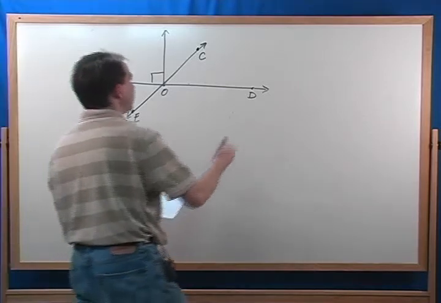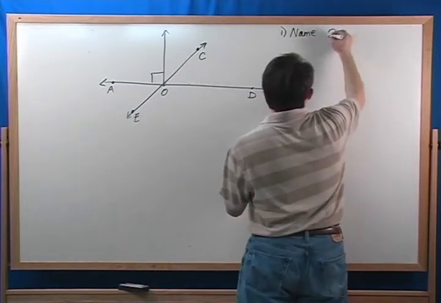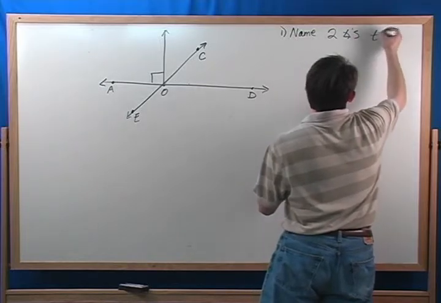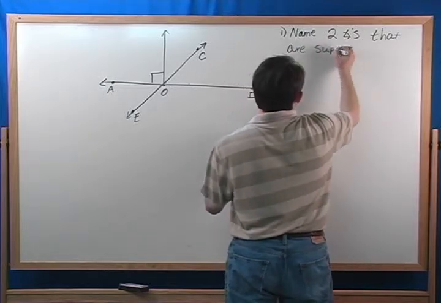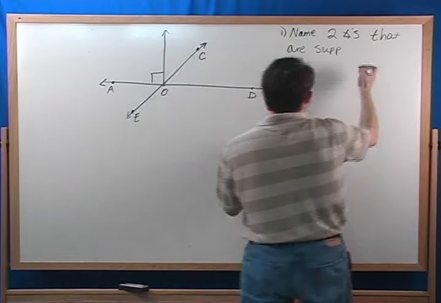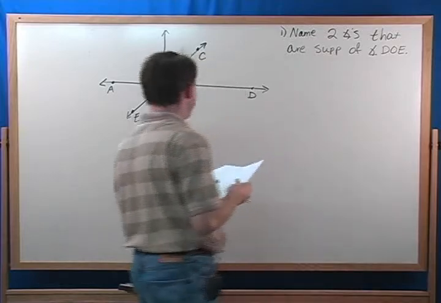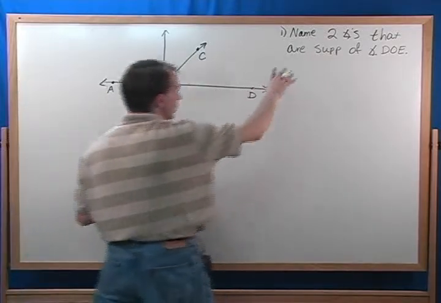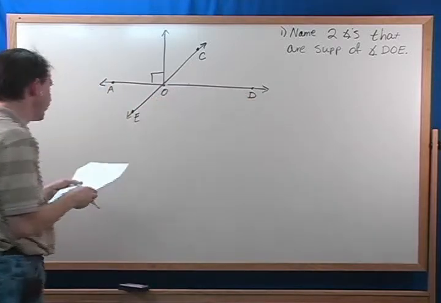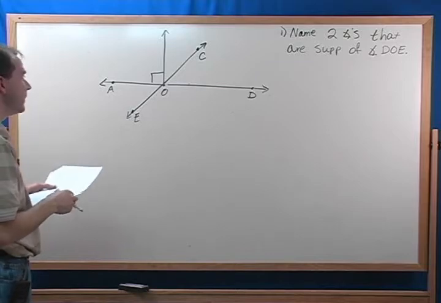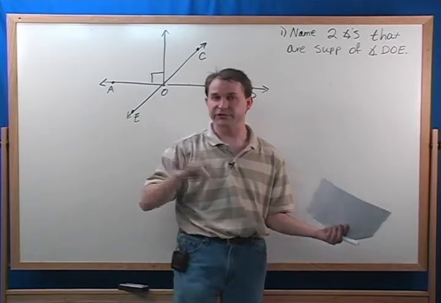So let's first of all name two angles that are supplements. I'm just going to use SUPP for supplement of angle DOE. Two angles that are supplements of DOE. So first, when you look at this complicated drawing, you find DOE. This is an angle here. And what does supplement mean? Supplement means that it's an angle, and when you add it to the other angle, it equals 180 degrees. That's one of your definitions. You need to just remember that.